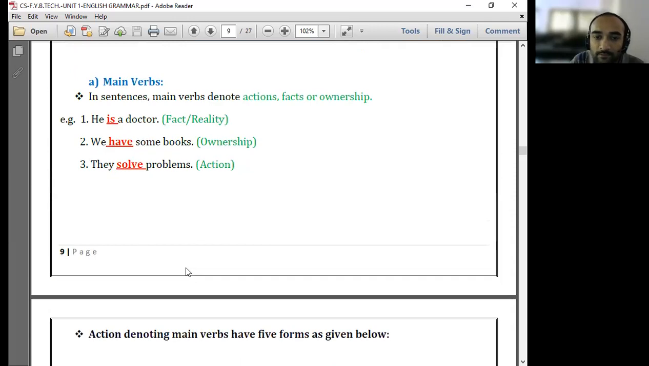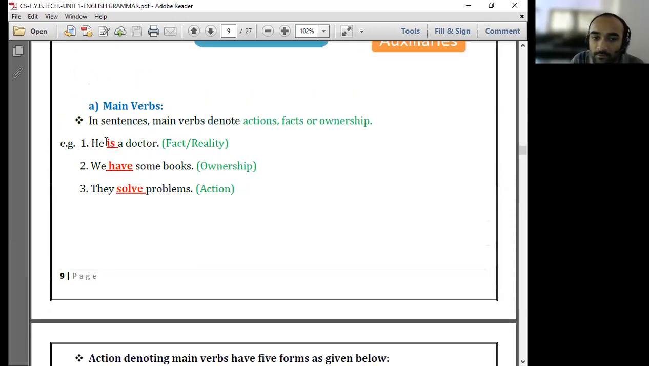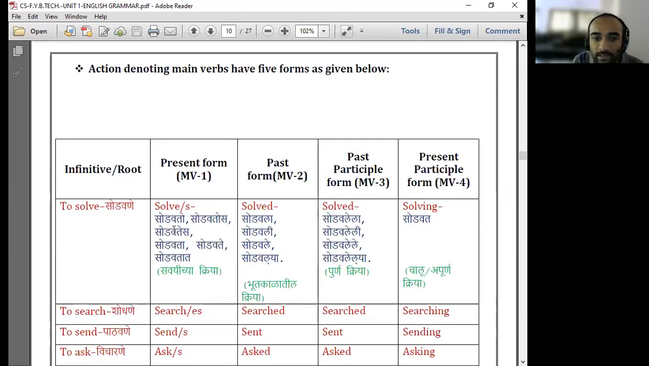Also we have seen the examples of main verb. Supporting verb functioning as main verb in the sentence, that is, he is a doctor. Here is functions as the main verb, though it is a supporting verb, and it shows the fact or reality. He is a doctor, this is the fact. Then we have some books. Here have shows the ownership or possession. And the third one, they solve problems. Here solve is the action denoting word. So this also we have seen.